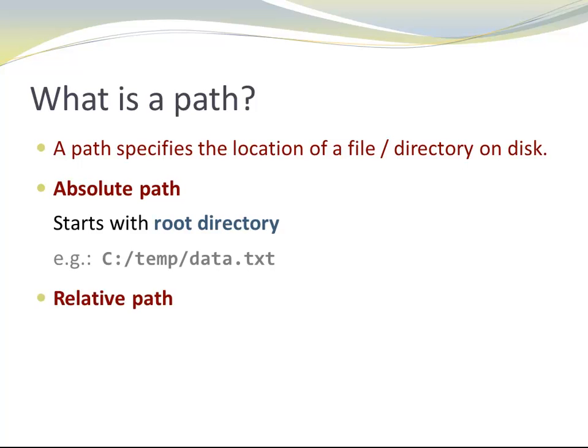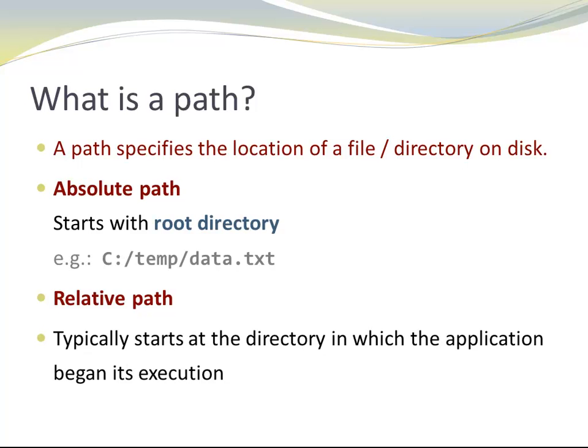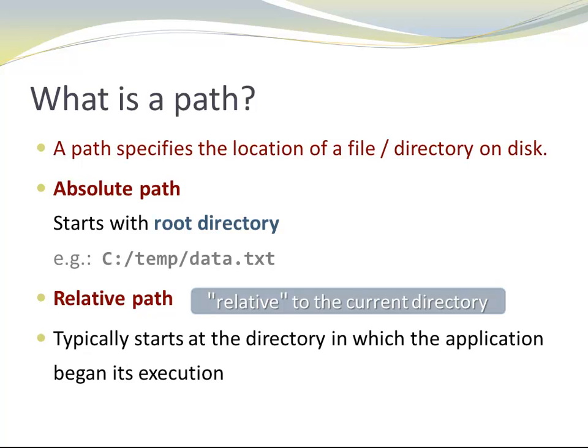That is different from the relative path. The relative path typically starts with the directory in which the application begins its execution. You can think of a relative path as a path that is relative to the current directory. An example of a relative path is data.txt.